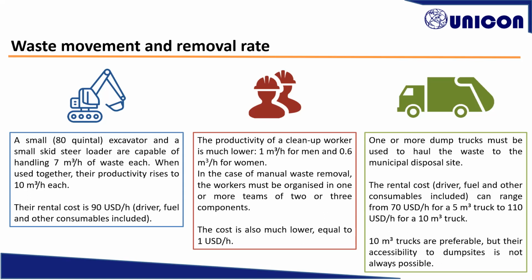The productivity of a cleanup worker is much lower compared to the mechanical means. The productivity for a worker is 1 cubic meter per hour for a man and 0.6 cubic meter per hour for women. In the case of manual waste removal, the workers must be organized in one or more teams made of 2 or 3 components. The use of manpower is cheaper than the use of mechanical means. The cost, in this case, is equal to $1 per hour.